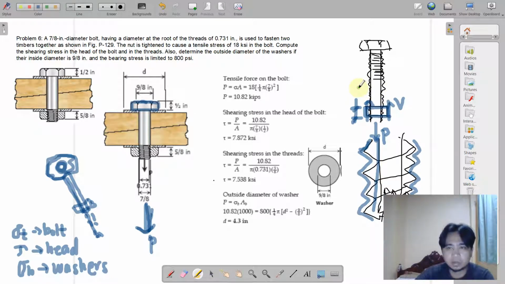So it will no longer be tightened, or it will no longer be loosened if we have a scenario of a loose thread. Okay, so we have actually 4 stresses. Shall we add the shear stress in the thread?